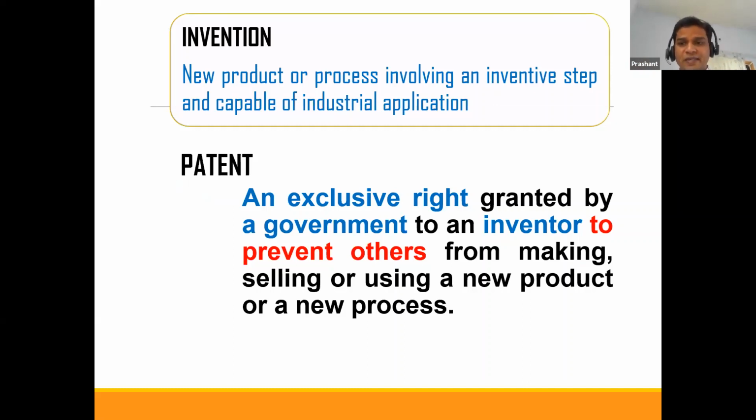Okay, so basically invention mainly has two criteria. One is it should be new. When I say new, it should be globally new. You cannot say something is known in Japan and that same product or process is not known in India and then it qualifies as new. No, it should be globally new.